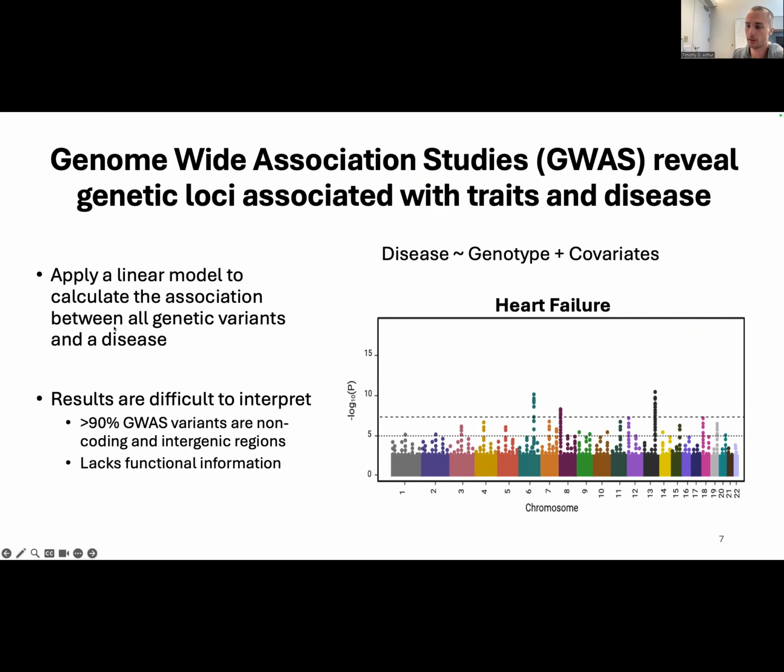These results have been historically difficult to interpret because over 90% of the genetic variants associated with these diseases are in non-coding and intergenic regions of the genome, which makes functional annotation of their role difficult because there's no context of which gene is affected.